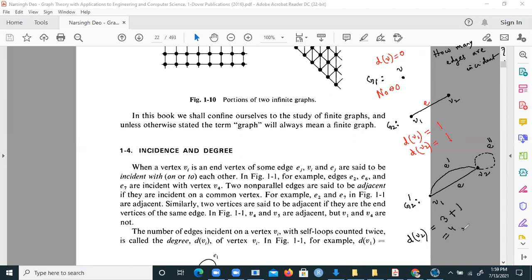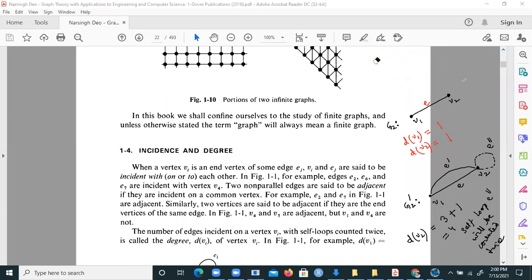Why is it so? Because the self loop E double prime will be counted twice, and therefore the degree of V2 will not be 3, but it will be 4. So what is actually the degree of the vertex? The degree of the vertex tells you how many edges are incident upon that particular vertex. That is called the degree of the vertex.